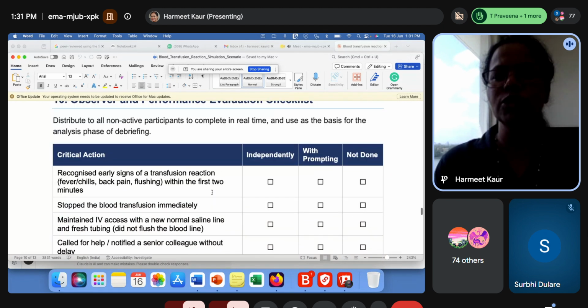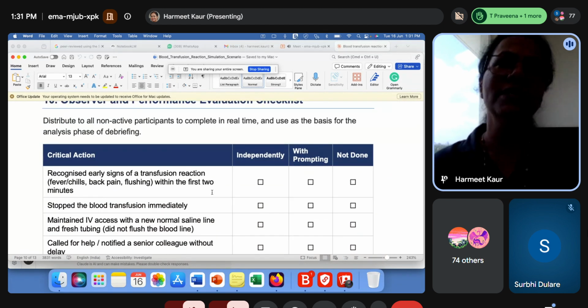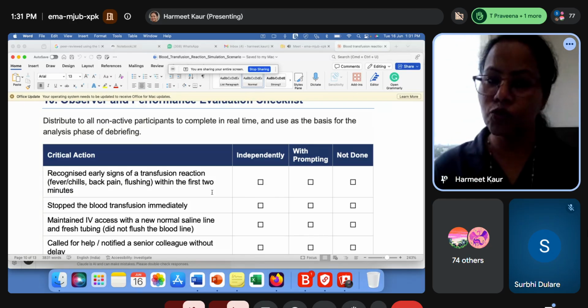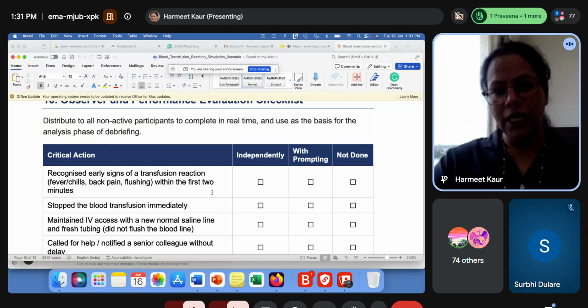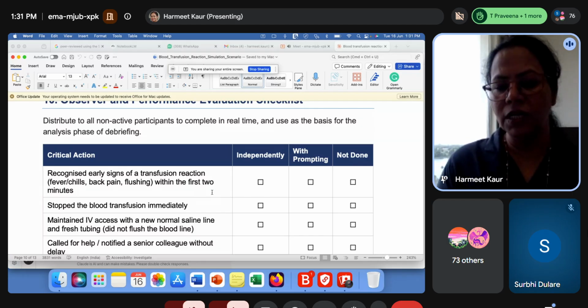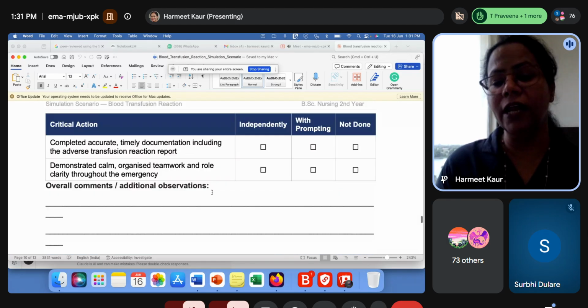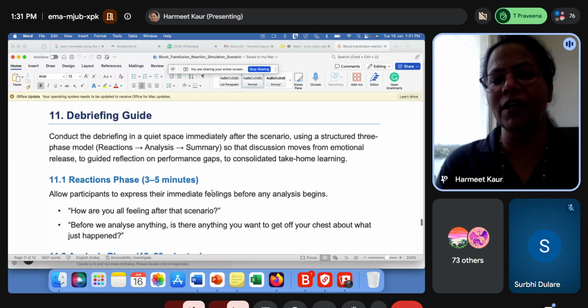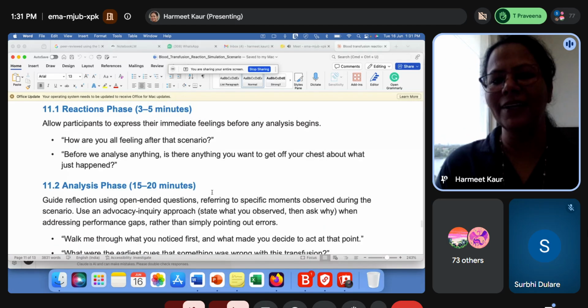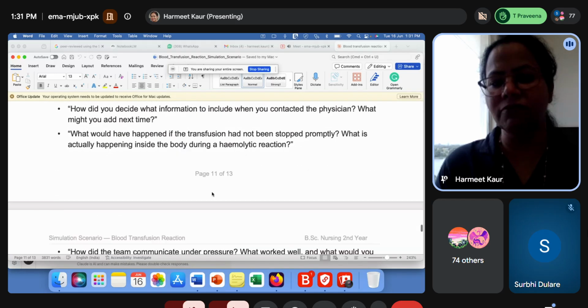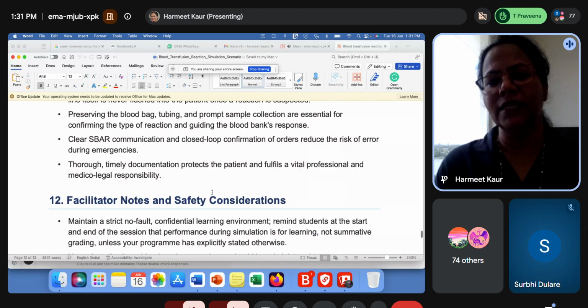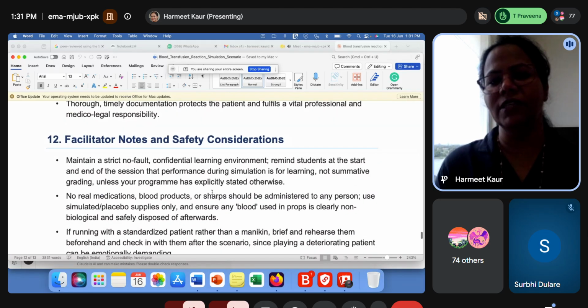Okay, and this is the observation checklist, which you can also ask one person out of the students to observe, and that person will tick whether these things have been done or not, and in the end the observer can also debrief. So this is a debriefing guideline also, of what happened in the reaction phase, what happened in the analysis phase. Okay, and in the end summary, and then facilitator's note.